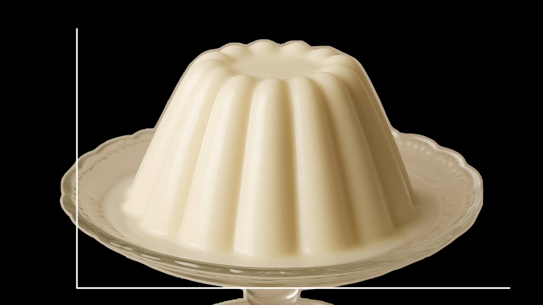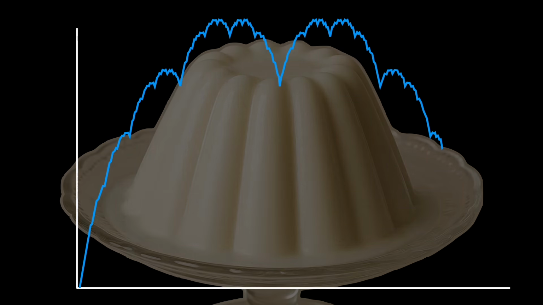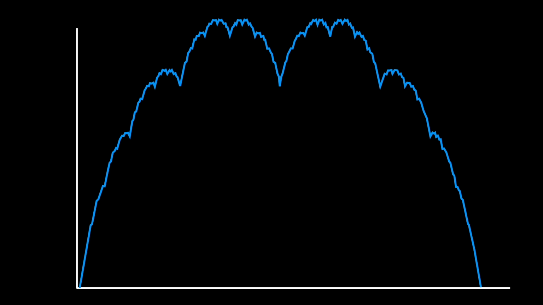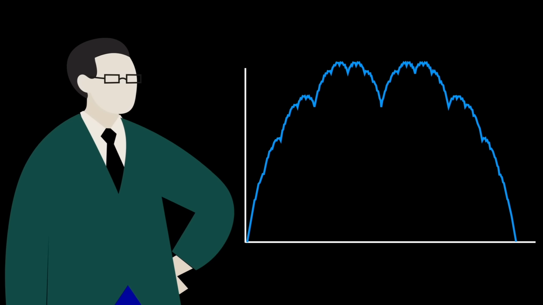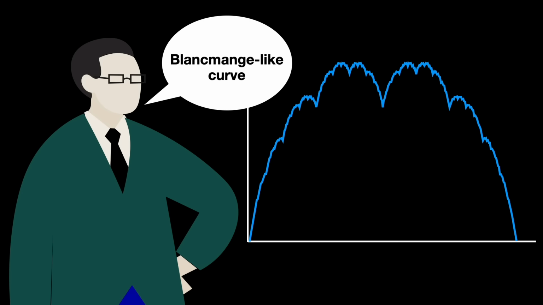But it actually looks like a pudding, or more precisely, a European dessert called blancmange. In fact, mathematicians describe this fractal as a blancmange-like curve. But more on this later.